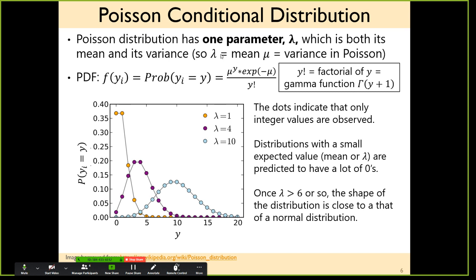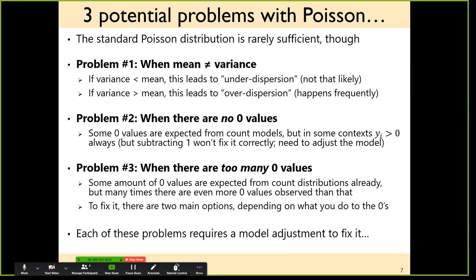The thing that I want you to memorize is that the Poisson has one parameter. The mean is the variance. So if you have a mean that's anywhere above like 1 here, it doesn't anticipate very much skewness. And that's not often the case for counts.